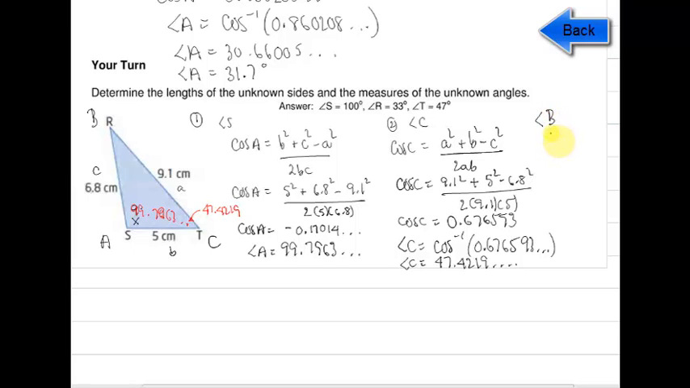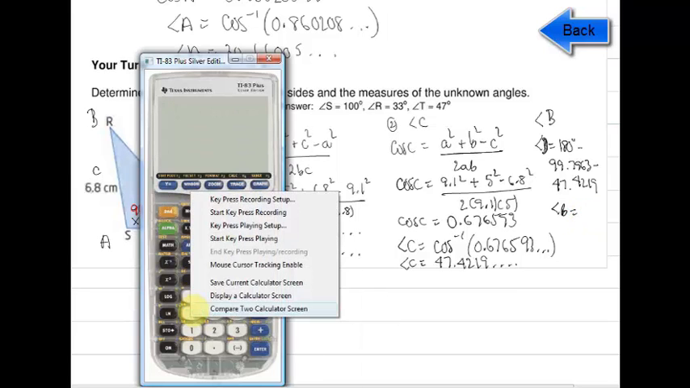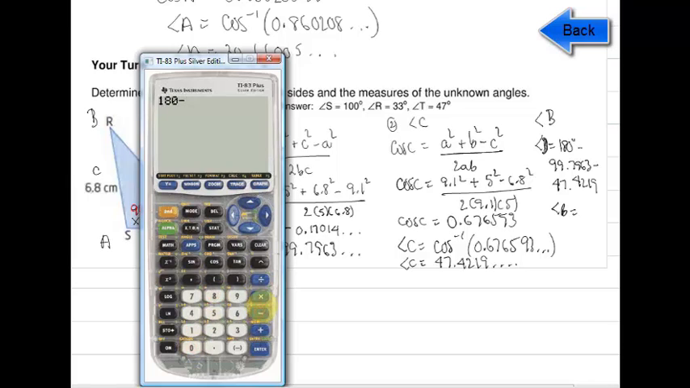Okay, so last angle to find is angle B. Okay, which I will just keep in mind that all angles in a triangle add up to 180, so I'm going to go 180 degrees minus 99.7963 minus 47.4219, and I get that angle B equals 180 minus 99.7963 minus 47.4219, and I get 32.7818.